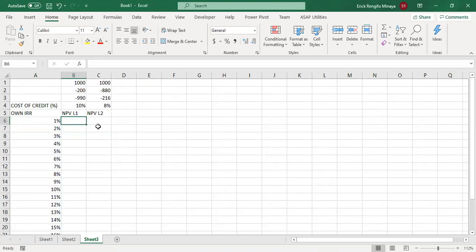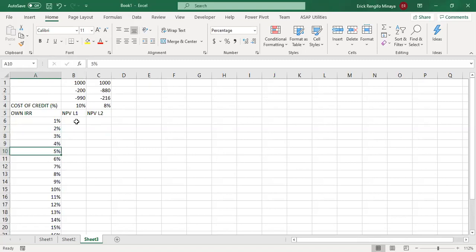Are you with me? Sorry. The percentages on the left are the rate of return from your production. From my project. But these are assumptions. What if my project produces 1%? What if my project produces 2%, etc.? Okay. You see? All right.